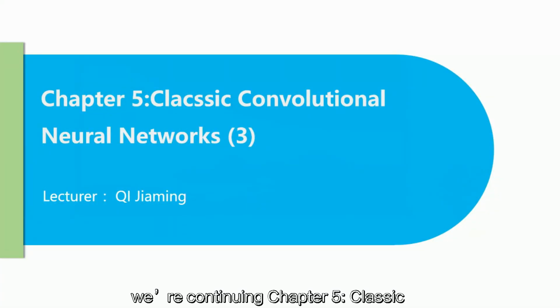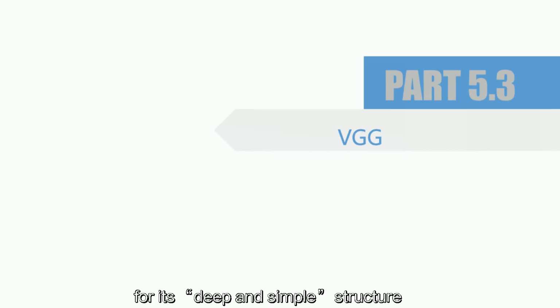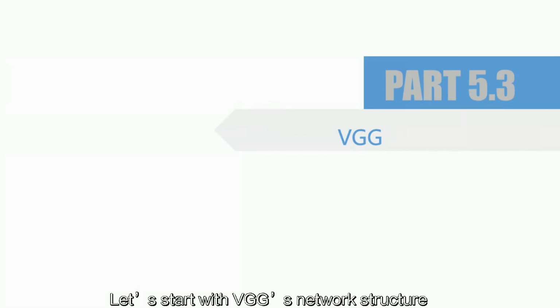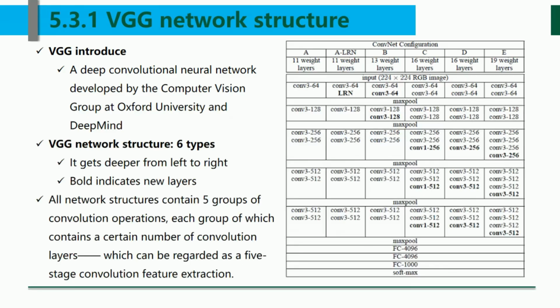Today, we're continuing Chapter 5, Classic Convolutional Neural Networks 3. Our focus is Part 5.3, VGG, a model famous for its deep and simple structure, which is still influential in computer vision. Let's start with VGG's network structure, then apply it to a bird classification task. First, let's get to know VGG.